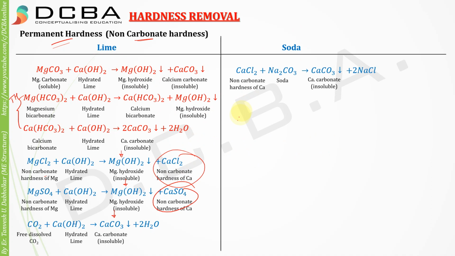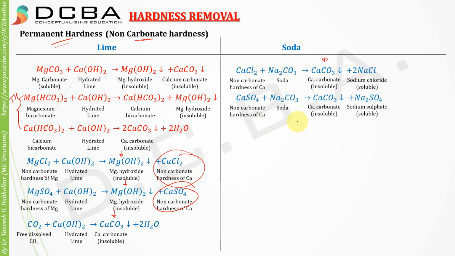So CaCl2, which was formed here, plus soda, which is Na2CO3, will give you CaCO3, a precipitate, calcium carbonate, plus sodium chloride, which is soluble. CaSO4, calcium sulfate, plus the Na2CO3 will give you again calcium carbonate as precipitate, and Na2SO4, sodium sulfate, which is again a salt of sodium, and it is soluble. This is also a salt of sodium, this is also a salt of sodium. So now you see the temporary hardness as well as the permanent hardness, both are removed.